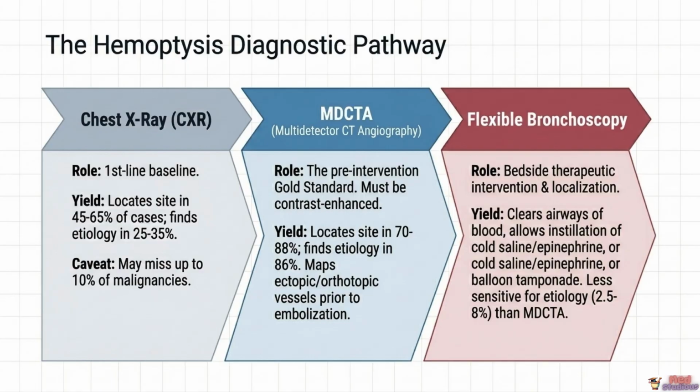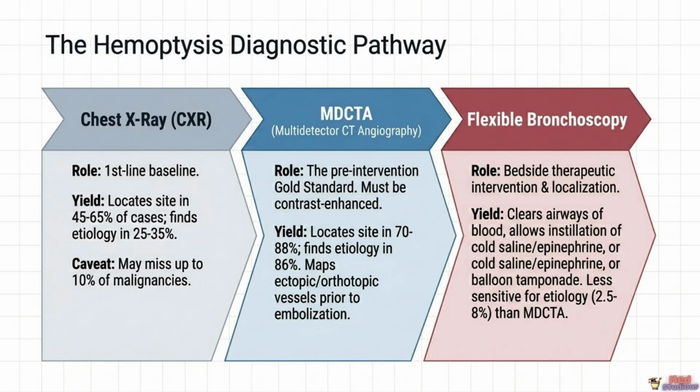The second and most important diagnostic tool is multi-detector CT angiography, MDCTA. This is the pre-intervention gold standard and must always be performed with intravenous contrast enhancement to visualize the vascular anatomy. MDCTA localizes the bleeding site in 70 to 88% of cases, identifies the etiology in 86%, and critically maps both orthotopic and ectopic bronchial artery origins prior to embolization, essential for procedural planning and spinal cord protection.